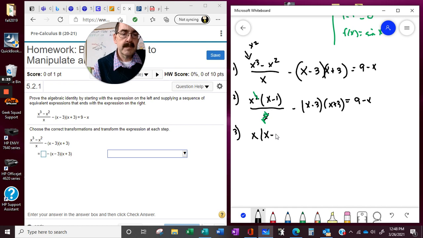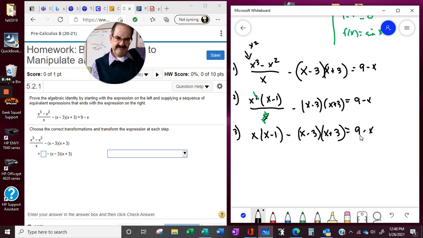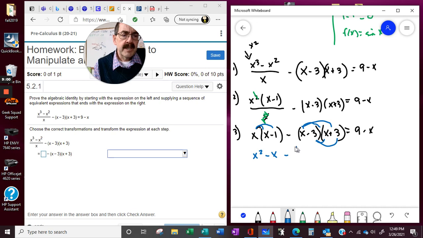x squared minus (x − 3)(x + 3) equals 9 minus x. I want to test this. This times this, this times this, and so on. Let's see what happens. x squared minus x squared minus 3x plus 3x minus 9 equals 9 minus x.